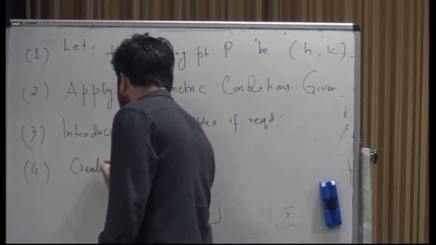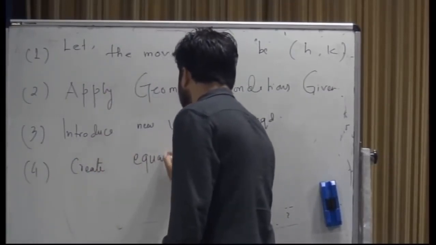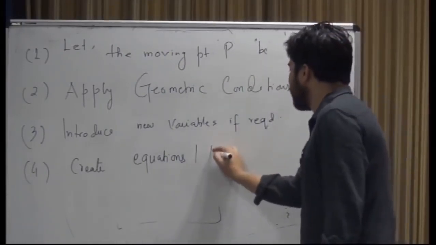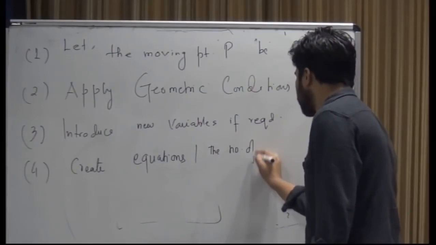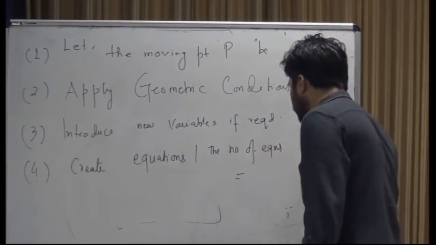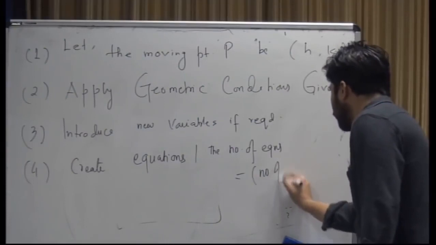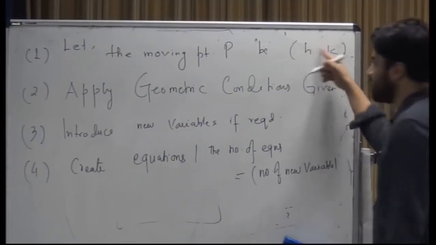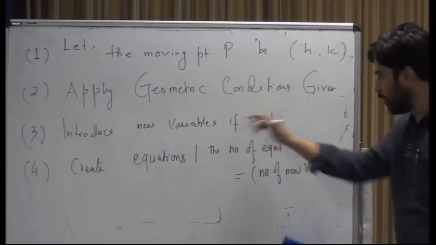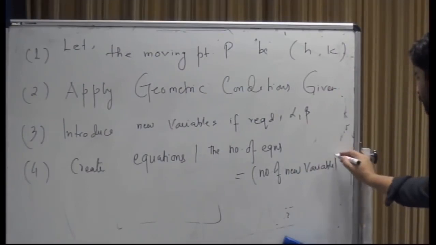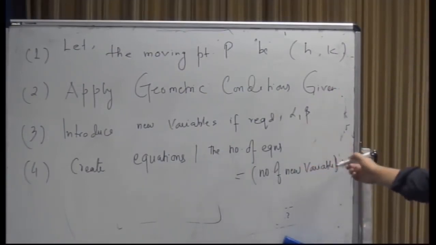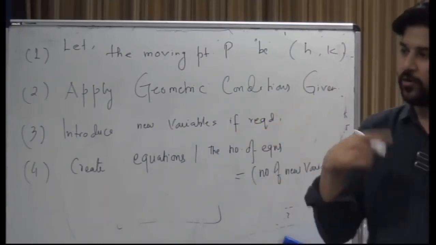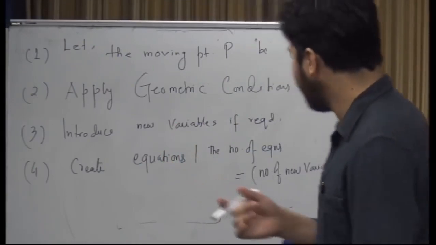Create equations. The number of equations should be equal to the number of new variables, not h and k. I'm not including this h, k here. Suppose you introduced alpha, beta, then how many equations do you have to write? 3. Number of new variables plus 1, right? So whatever the number of new variables, you have to create one more equation than that, right?